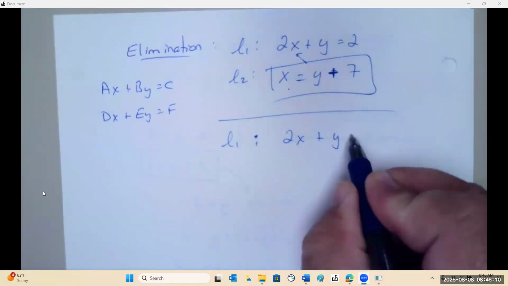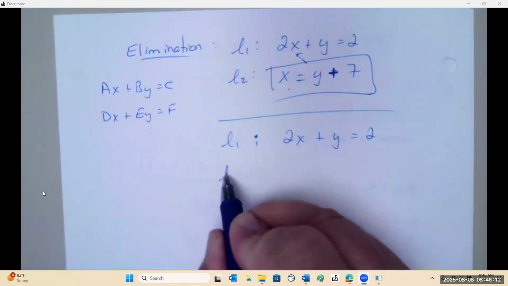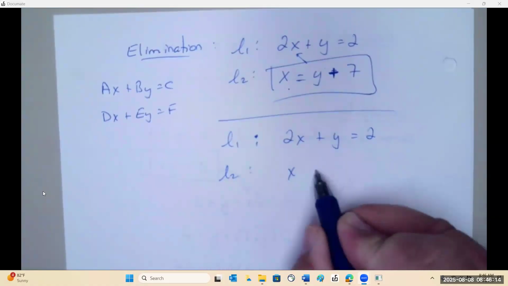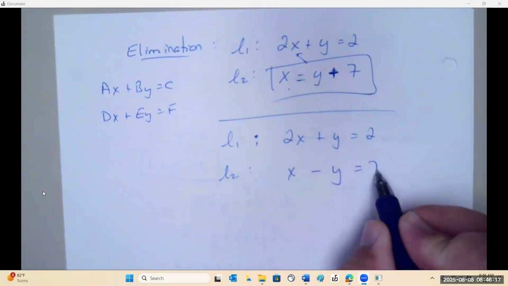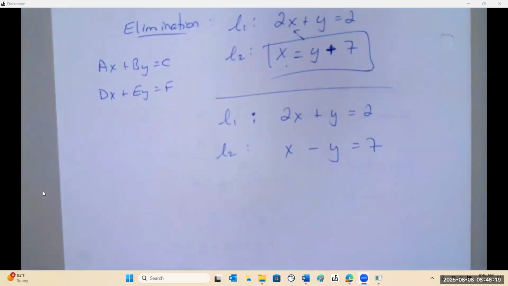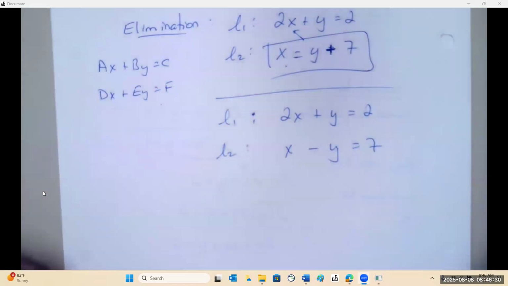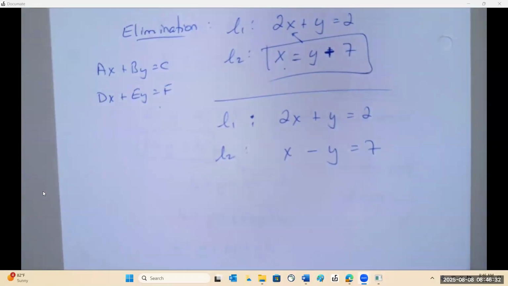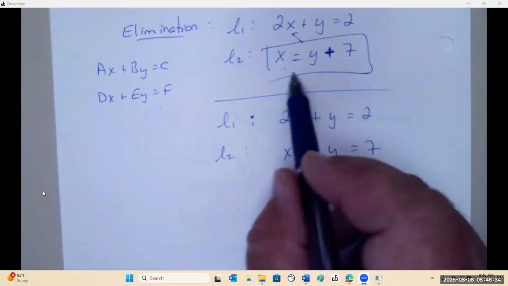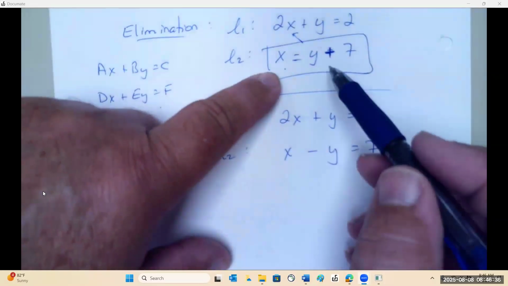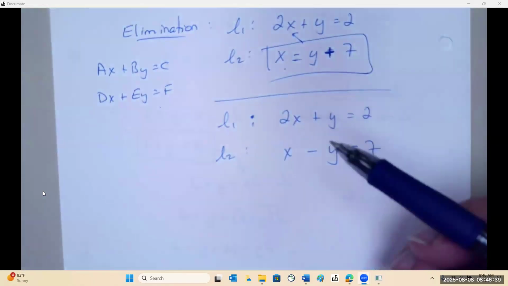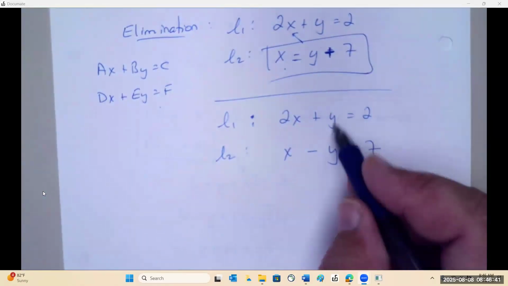2x plus y equals 2. Line 2 is x minus y equals 7. Because elimination, we have to be in this form. When we add the two lines together, then we have to eliminate a variable. This works great for substitution. If it was given to you like we had earlier, then use the substitution method. All right, so we're going to get rid of the y's.